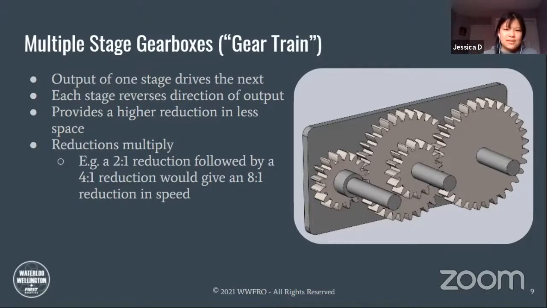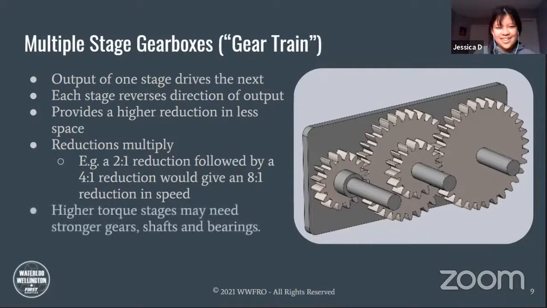And that's much easier than if you had those gears all aligned. So you had, for example, one gear that had a certain amount of teeth, and then the second gear had 8 times the number of teeth. It's going to be a lot larger, and it's going to be taking up a lot more room. Or even if you just had, actually, I guess it wouldn't work if you had like 3 gears. Sorry. Anyway, higher torque stages may need stronger gears, shafts, and bearings. Just a design note. You might want to keep that in the back of your mind.